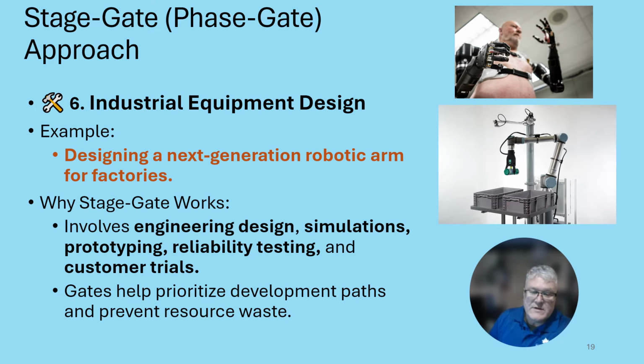Another example here is industrial equipment design. For example, designing a next generation robotic arm for humans or for factories. Why stage gate works here? It involves engineering design, simulations, prototyping, reliability testing, and customer trials, all in that order. The gates here help prioritize development and prevent resource waste.